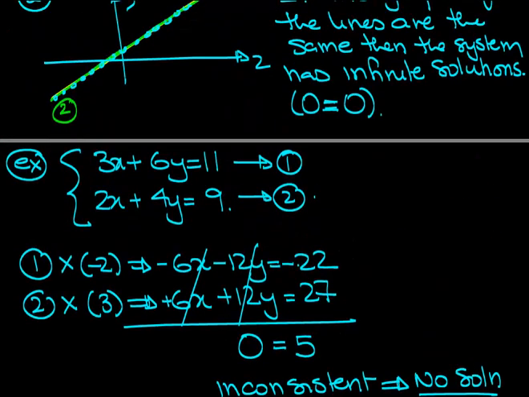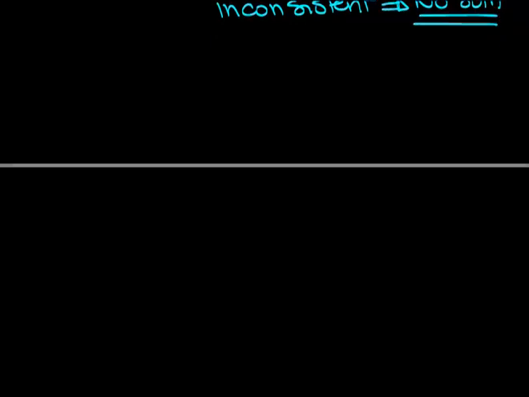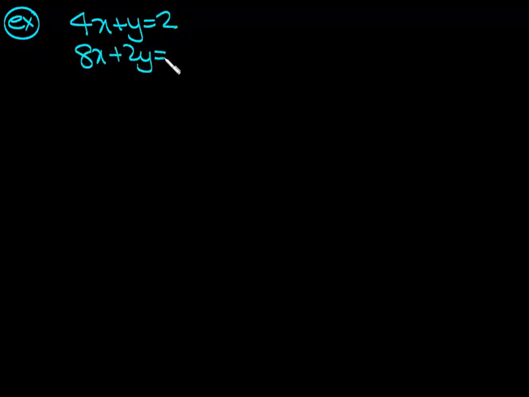Alright, so now that we know that, let's take a look at a system that has infinite solutions, and we'll solve this using substitution. Okay, so let's find a system that has infinite solutions. Let's see, we have 4x plus y is equal to 2, and you have 8x plus 2y is equal to 4. So this is 1 and 2. I can solve this by elimination, but I'm going to do substitution here.